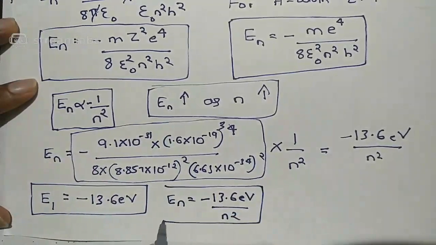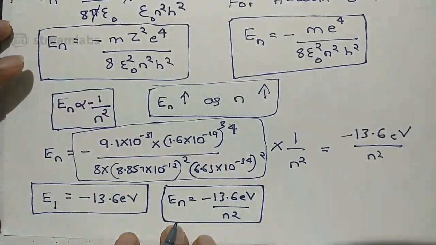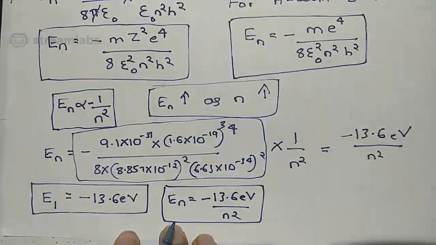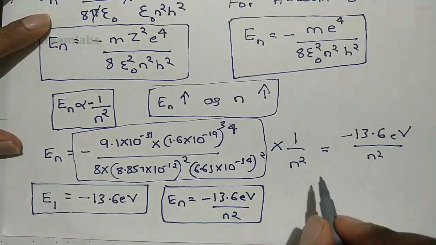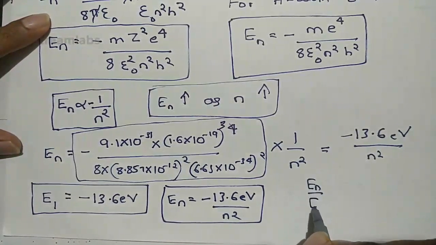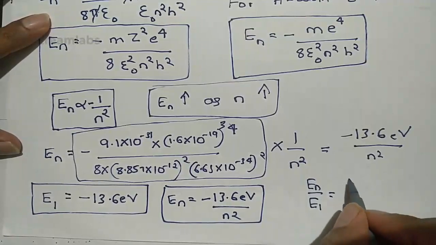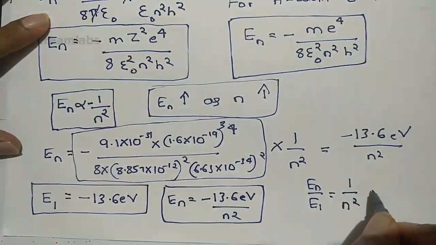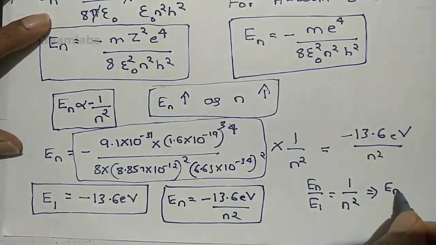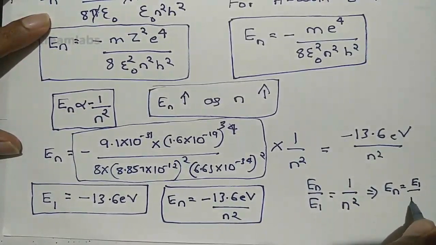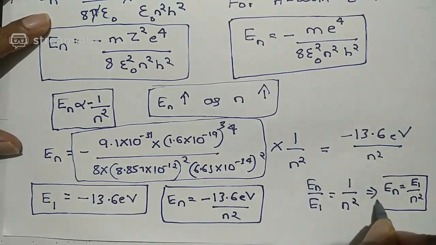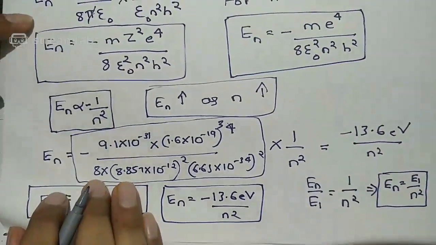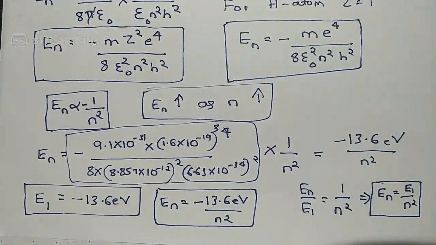Look at these two expressions. E1 is minus 13.6 electron volt. En is minus 13.6 electron volt by n square. So what is En by E1? En by E1 is 1 by n square. That implies En is E1 by n square. Just like the radius of the electron in the nth orbit is n square times the radius of the electron in the first orbit, the energy of the electron in the nth orbit is minus 13.6.